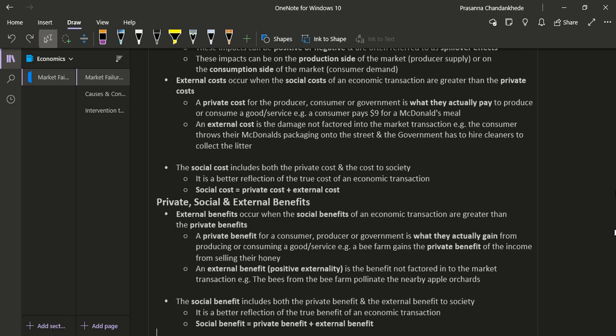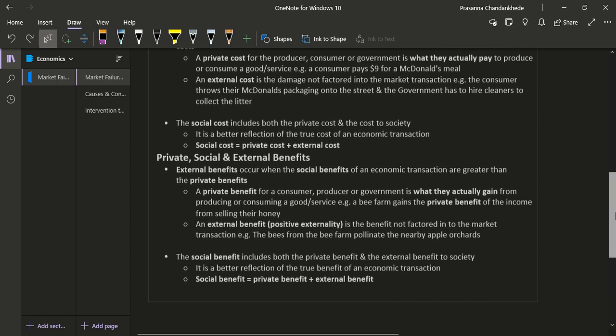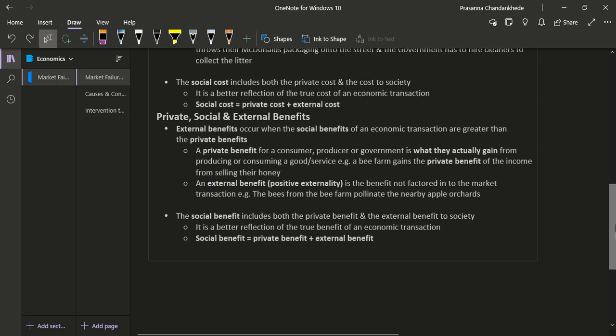I'm not sure, but I think the social cost has to be paid by the government. Okay, I'm not really sure. I'll look into it and let you know.